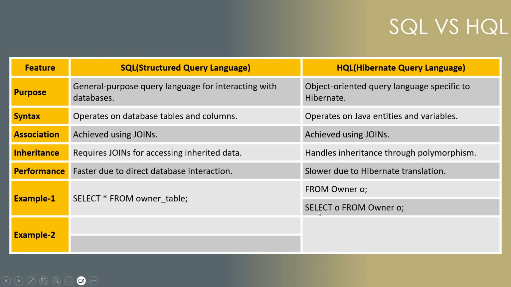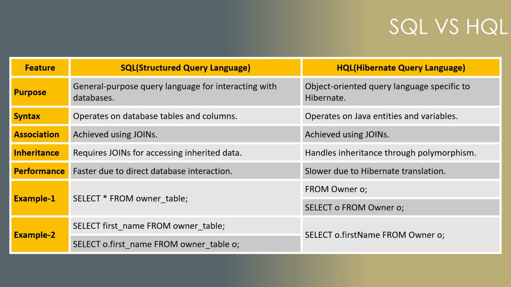So we will be saying select O from Owner O, where Owner is your class name, not the table name. So this is the basic difference. All other default keywords are going to remain the same. Select is going to remain select, from is going to remain from. Now you will say, okay, what if I just want to read only one or two columns, or maybe on some conditions, then what?